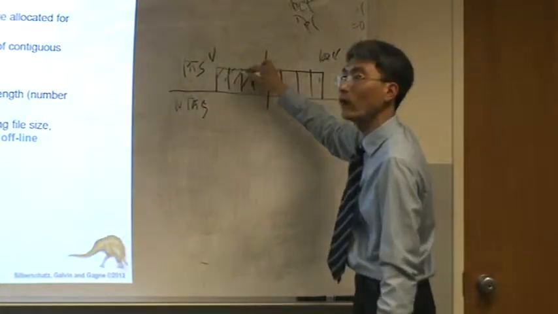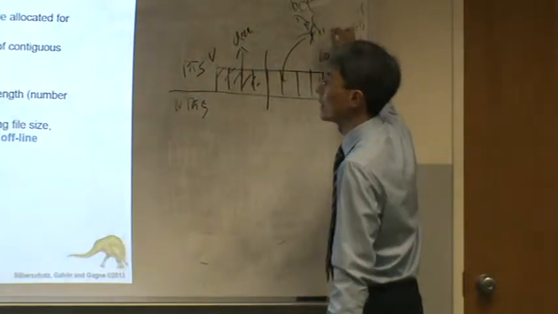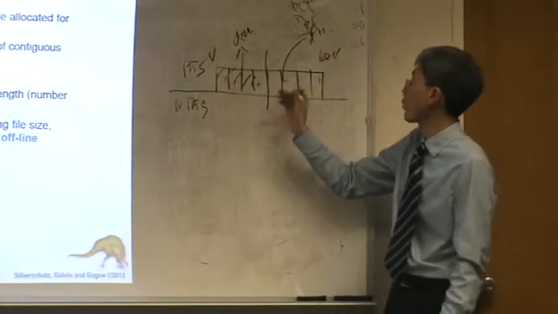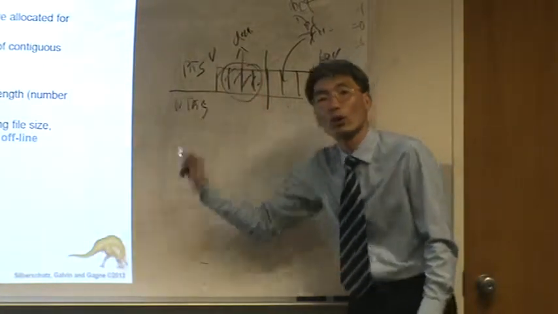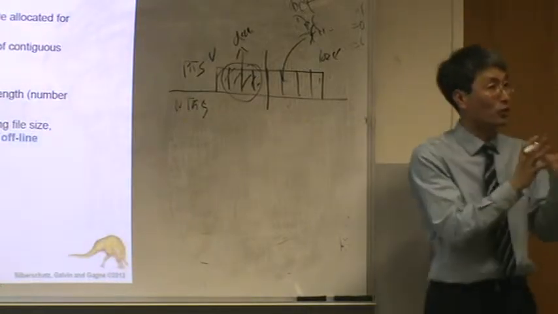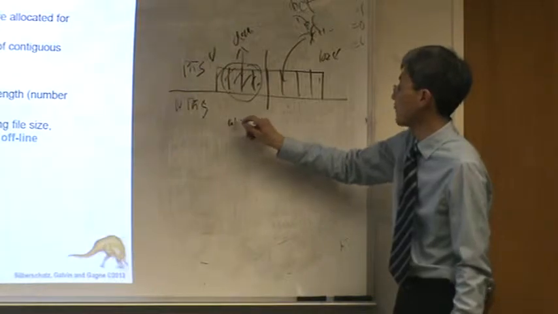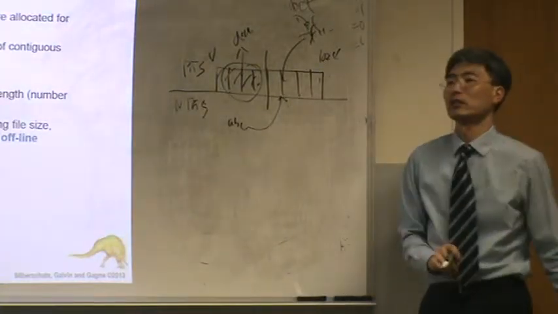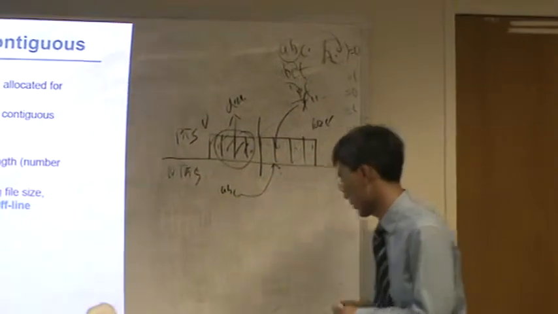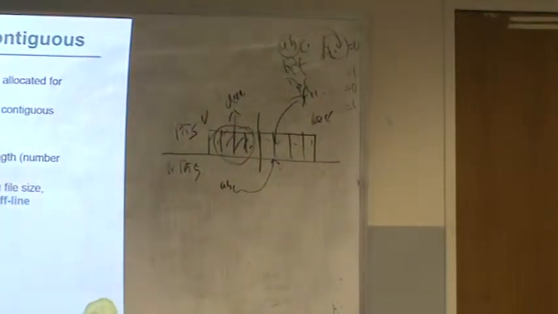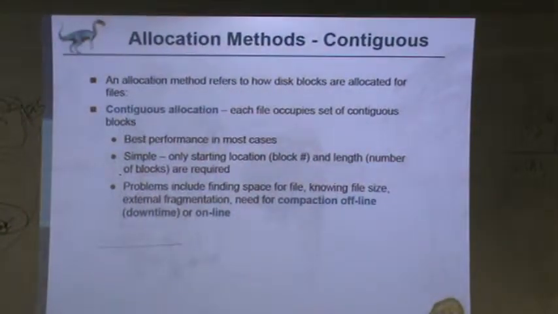0 to 1024. This amount will be used for the directory structure. And this one will be used for the file system. Then we have discussed what is the FCB and what is the directory structure, how to organize the FCB in the directory structure. Next thing is for each file, so file A, B, C, how to allocate the free blocks in the file system. That is the allocation method. So the easiest way is the contiguous allocation.